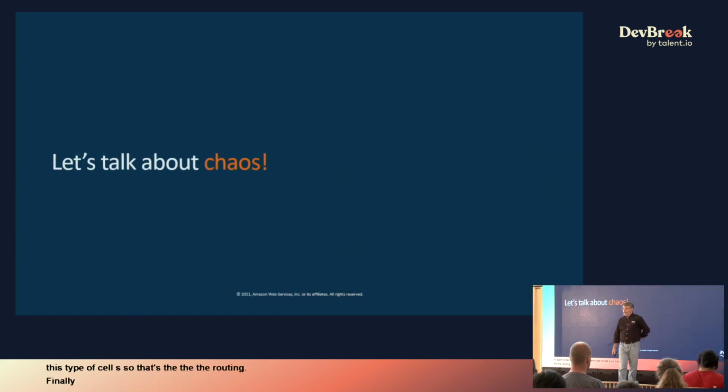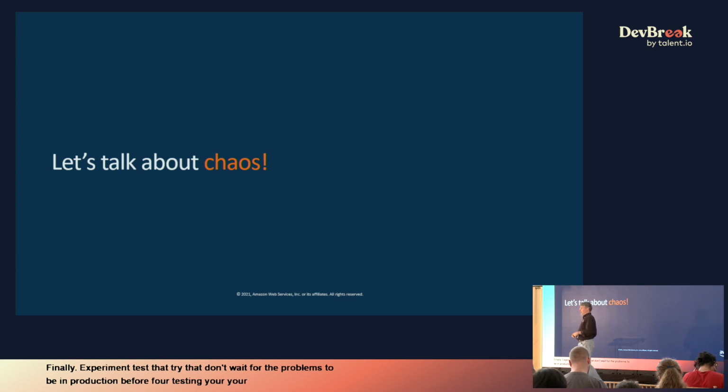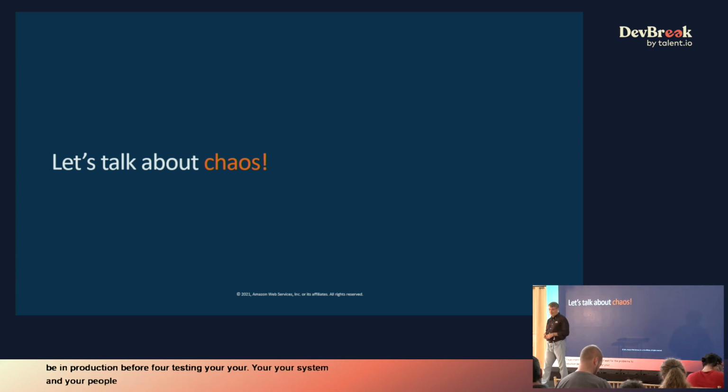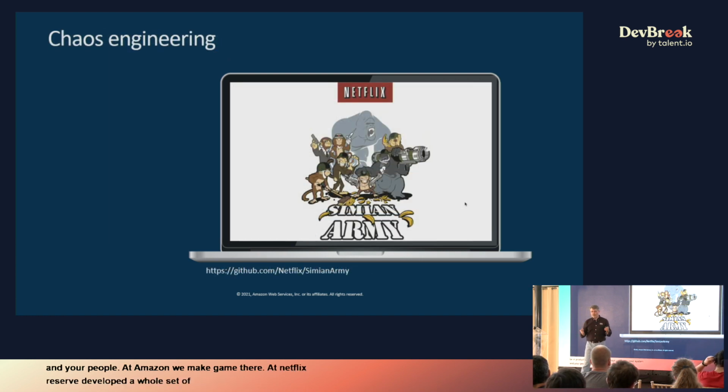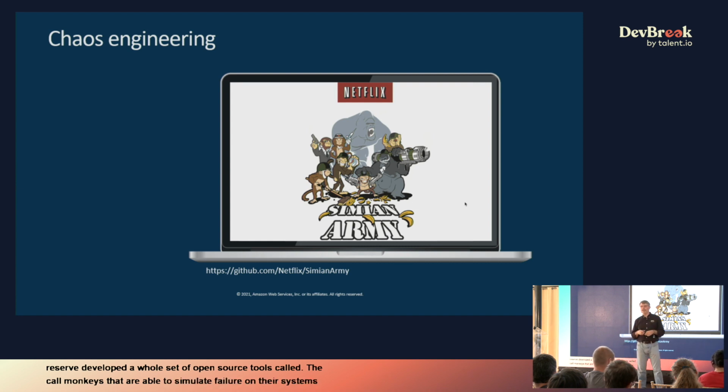And finally, experiment, test that, try that. Don't wait for the problems to be in production before testing your system and your people. At Amazon, we do game days. At Netflix, they have developed a whole set of open source tools called the chaos monkeys that are able to simulate failure on their systems.